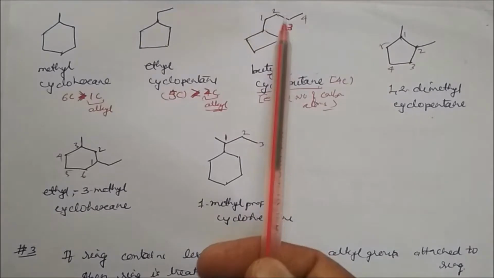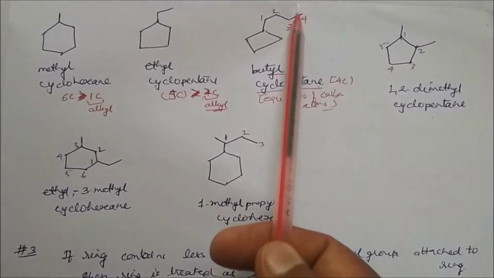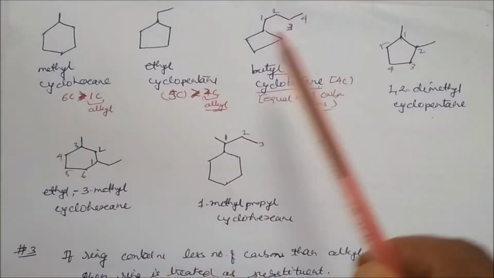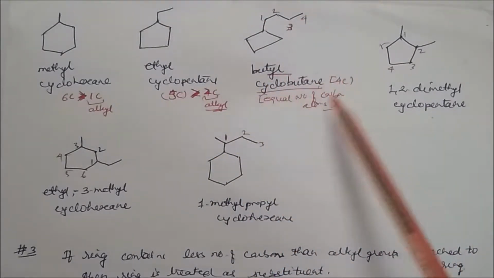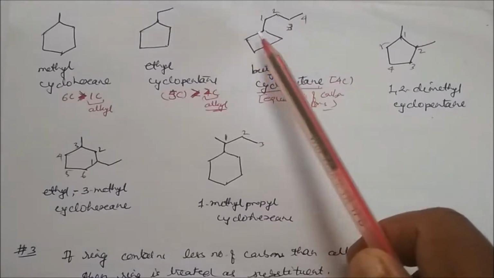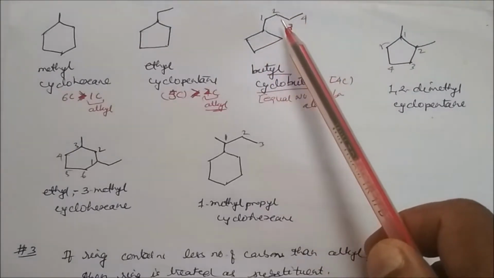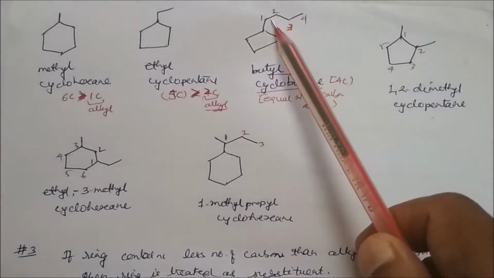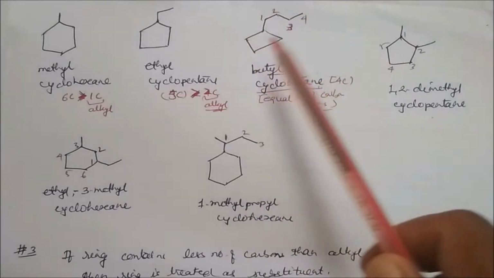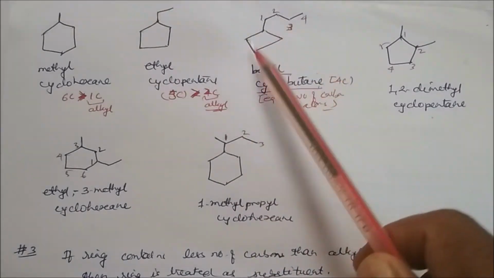Here again we have 4 carbons and 4 carbons. So this will again be treated as the prefix, this alkyl group. So it will be butylcyclobutane, because the rule says that if the number of carbons in the ring is the same, or the alkyl group is less, then the alkyl group is treated as a substituent. Both are equal, so it is a substituent.